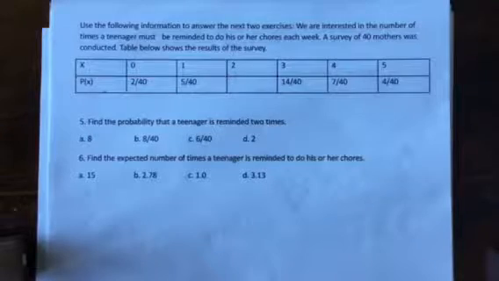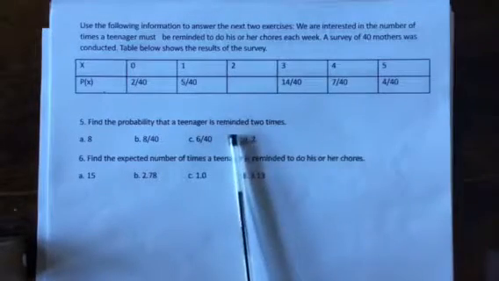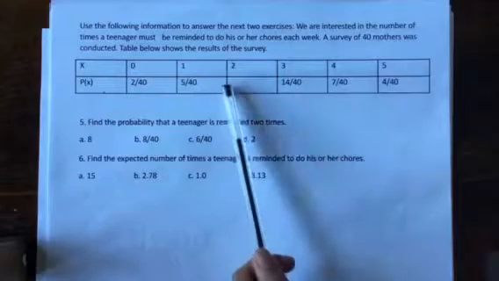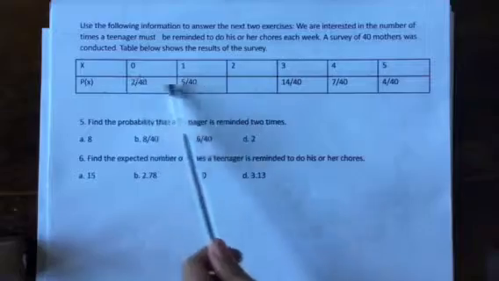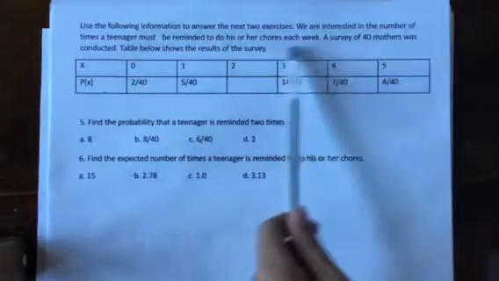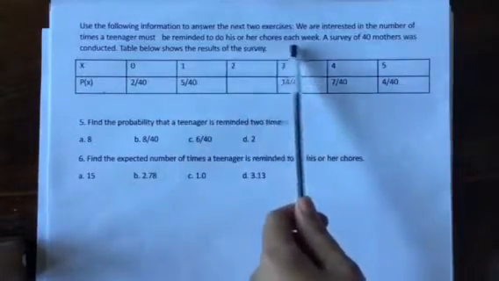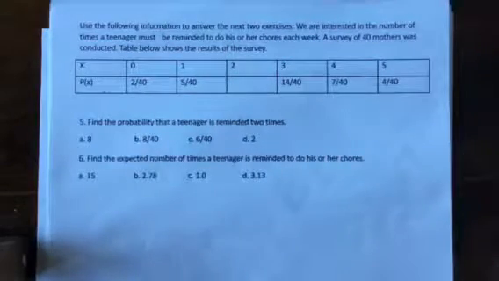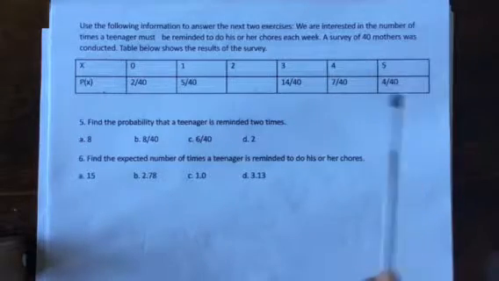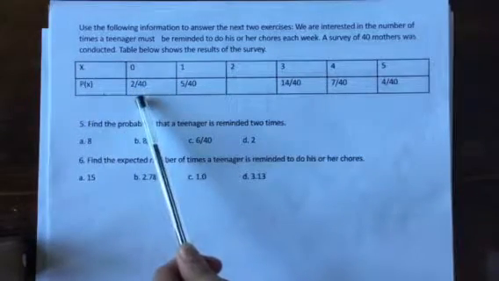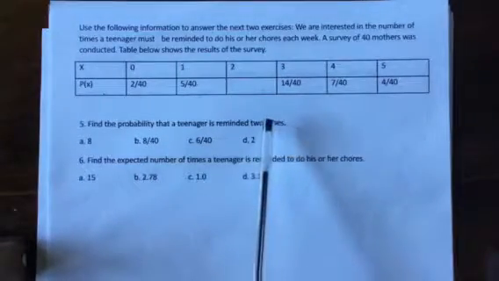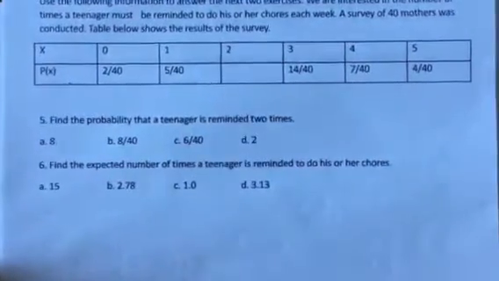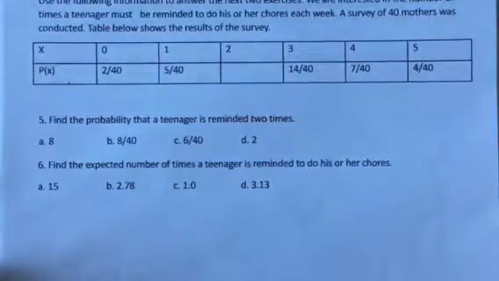Now the first question is, find the probability that a teenager is reminded 2 times. So we want to find out what is the chance x equals 2. You see x represents the number of times a teenager must be reminded to do his or her chore each week. Okay, so sometimes it's 5, which is higher, more often, sometimes 0, which means the student doesn't need any reminder. So the 2 was blank, and we need to know what's the chance it is 2.